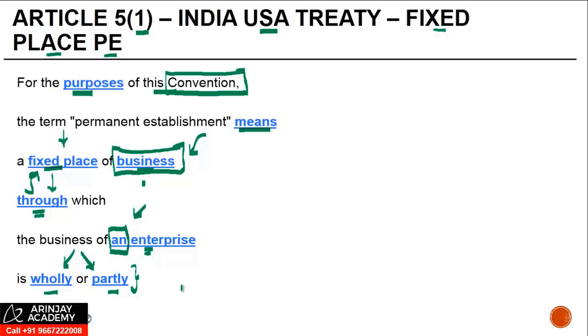Carried on. What is the meaning of carried on? Carried on signifies that the activity should be more than something which is casual in nature. There has to be some form of continuity. A one-off activity would generally not result in a PE unless the nature of business is as such.